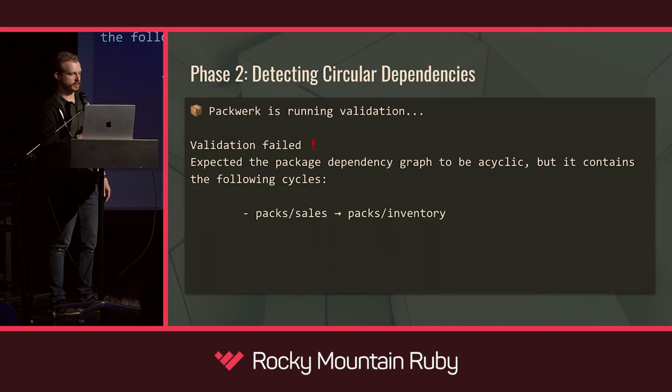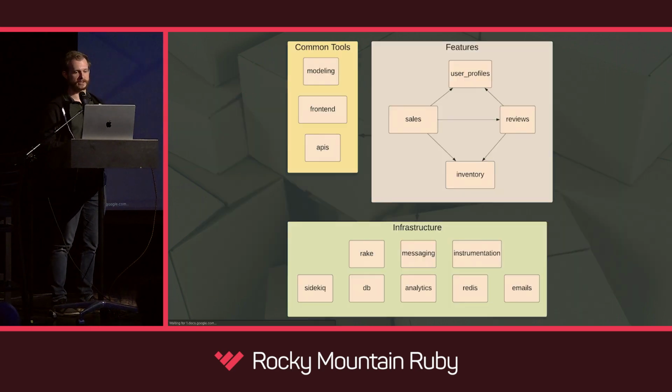So if we have a circular dependency between the sales package and the inventory package, this is what's going to come up. So you should be eliminating all of those circular dependencies in this phase. And the challenge of this phase is that you're going to discover some really tough circular dependencies. And you might have to rethink how some of your code relates to one another. And in my opinion, this is where you're going to discover that you have an incredible amount of coupling between your features.